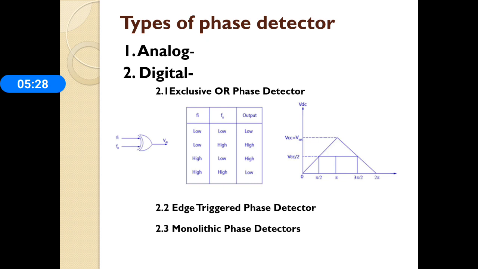Next are the types of phase detector. The first one is analog, the second is digital. An analog phase detector needs to compute the phase difference of its two input signals. A digital phase detector can also be based on a sample and hold circuit, a charge pump, or a logic circuit consisting of flip-flops.